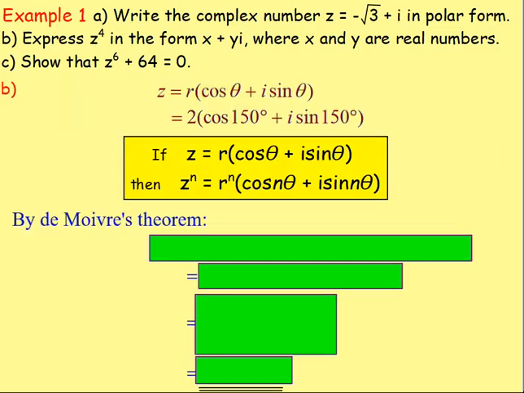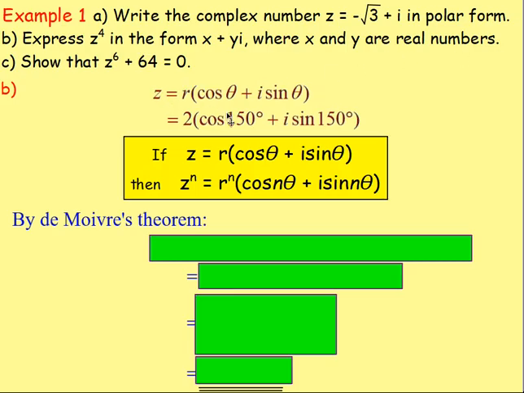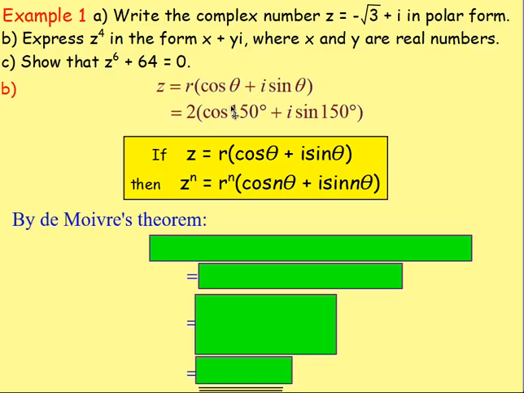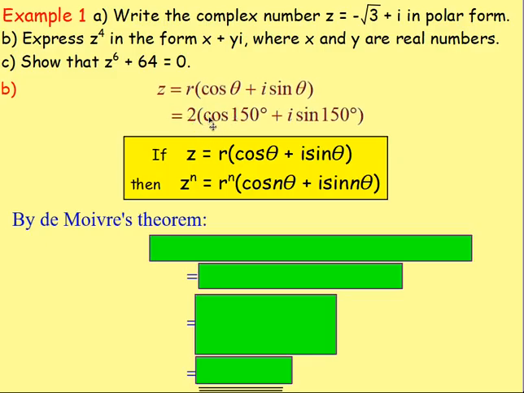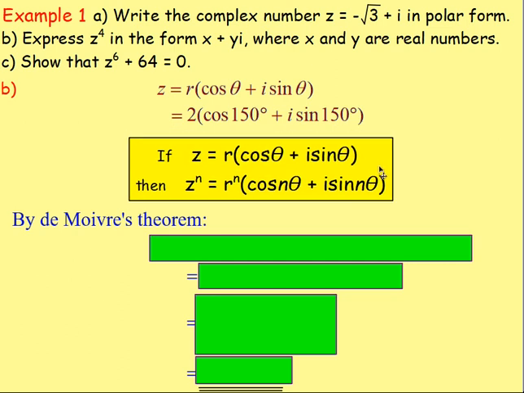Part B, express z to the power of 4 in the form x plus yi, where x and y are real numbers. So what we've got from the last slide, we know that in polar form z is going to be 2 bracket cos 150 plus i sine 150. If you want to work out a power of a complex number, you will use this, which is de Moivre's theorem.